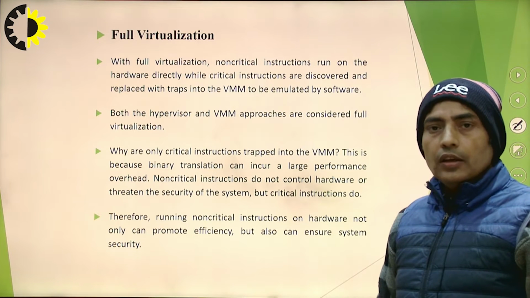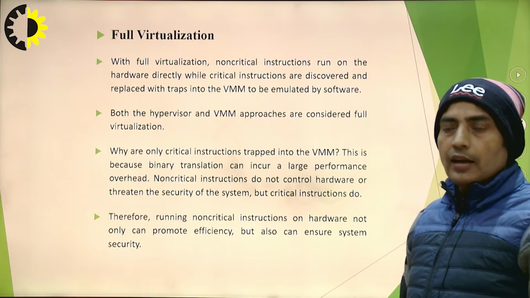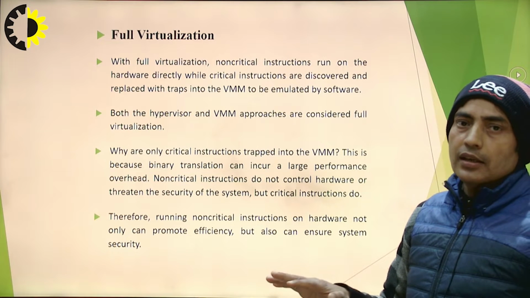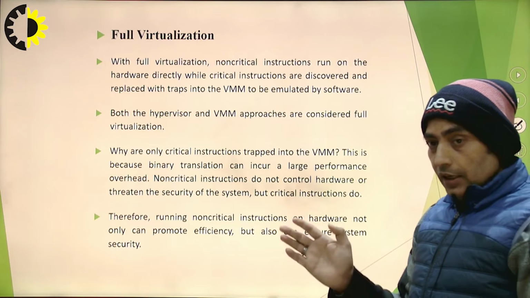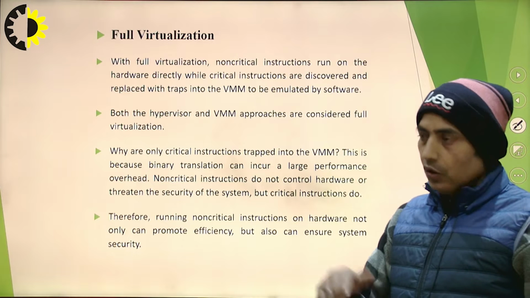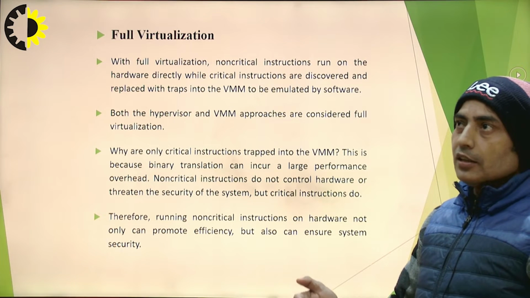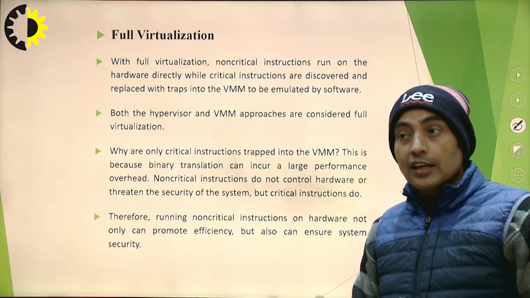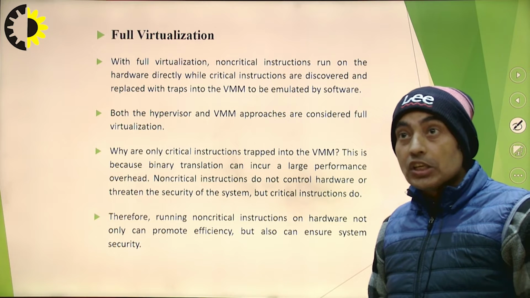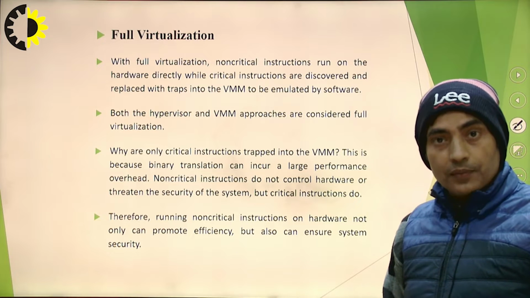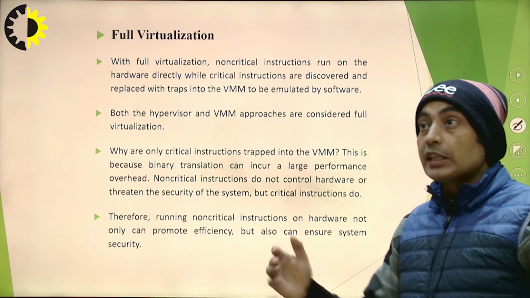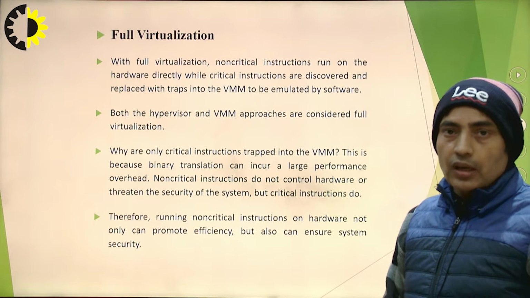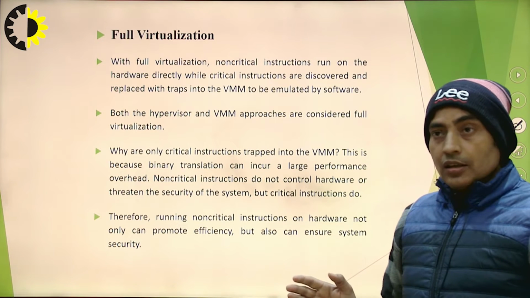In full virtualization, all the non-critical instructions are directly executed on the hardware. Our instructions in this case are divided in two parts, critical and non-critical. What is the meaning of critical? Critical means control instructions and behavioral instructions, the instructions that can change the state of the stack, the internal organization of the computer, or the security. All these are known as critical instructions. Basically these are the control instructions and the behavioral instructions, so we have to take care about them.